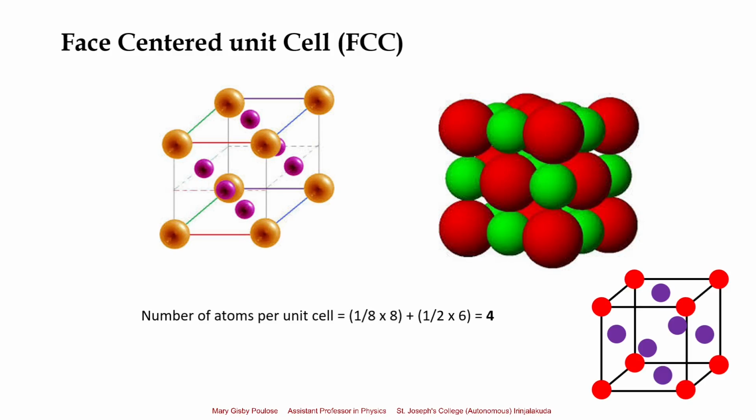So the total number of atoms per unit cell is, we have the corner atoms given by 1 by 8 into 8, plus the contribution of face center atoms. Each face center atom is shared by 2 unit cells. That is, this face center atom contributes only half of its fraction to this unit cell. So we get 1 by 2 into 6 face center atoms, and this will give 1 plus 3, that is equal to 4.